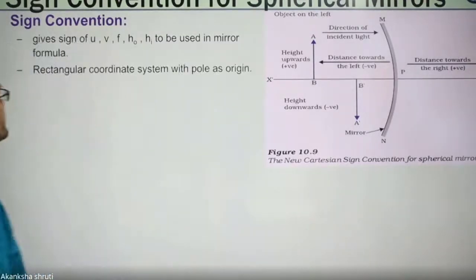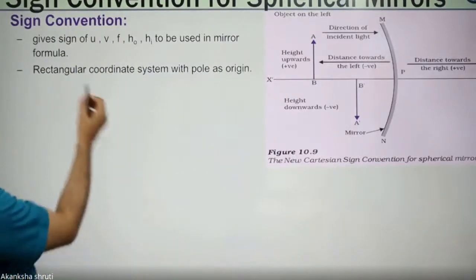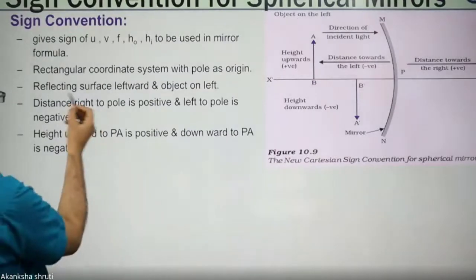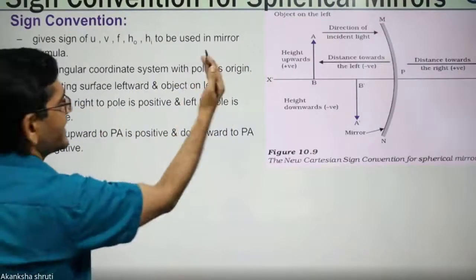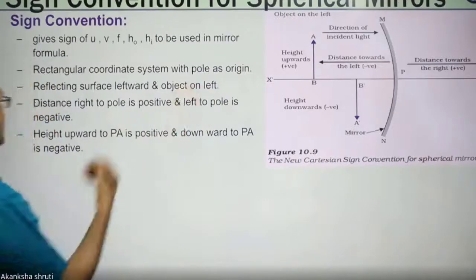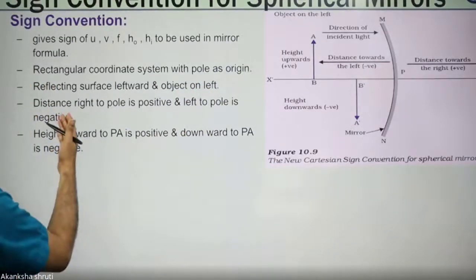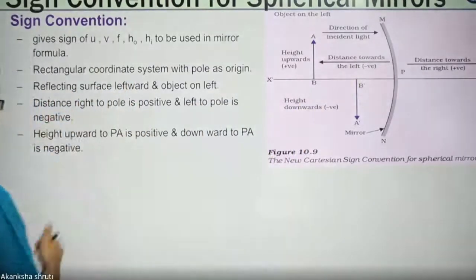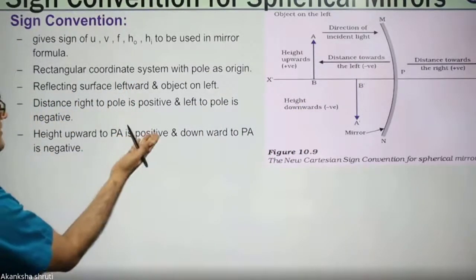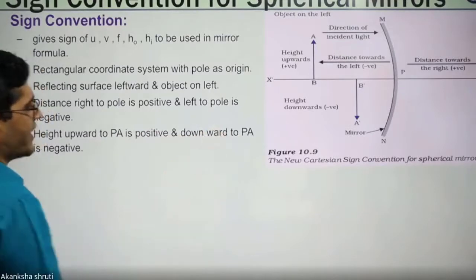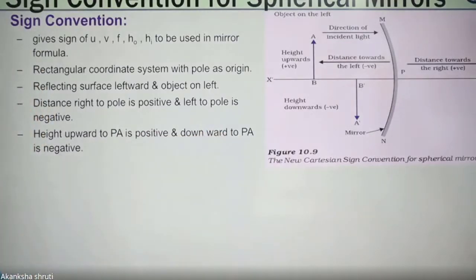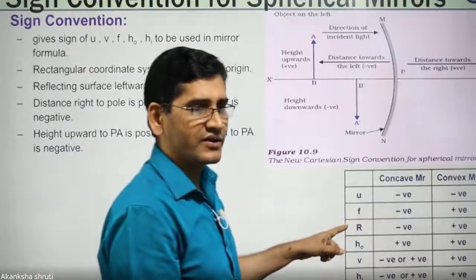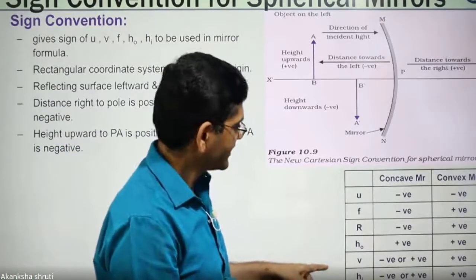The first thing, which system we are using? We are using the rectangular coordinate system. Then reflecting surface is always taken leftward, and object on the left we have written. Distance right to the pole is taken positive, left to the pole is taken negative. Height upward the principal axis taken positive, and height downward to this principal axis is taken negative. Students, considering this, a table is written here. Everyone, I hope, might be getting this.